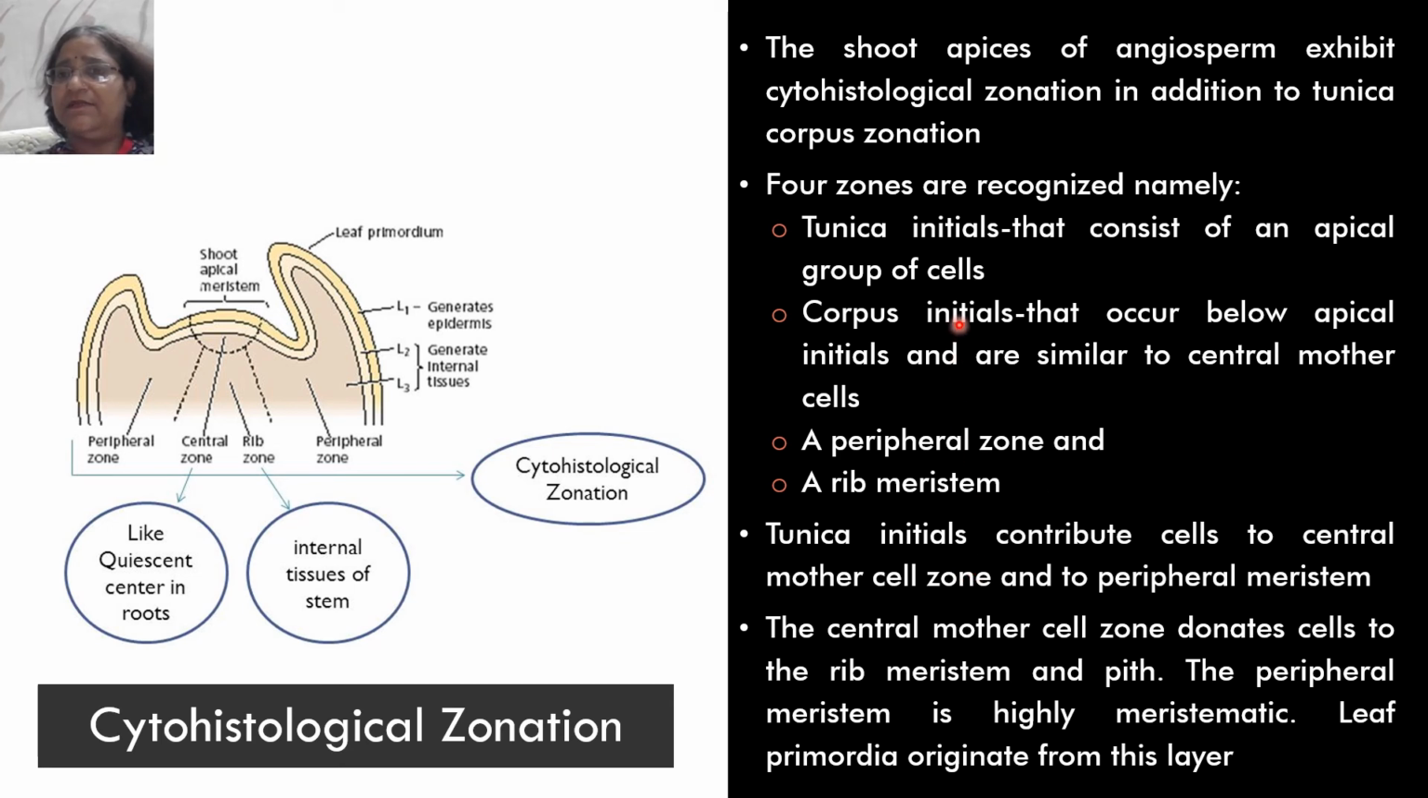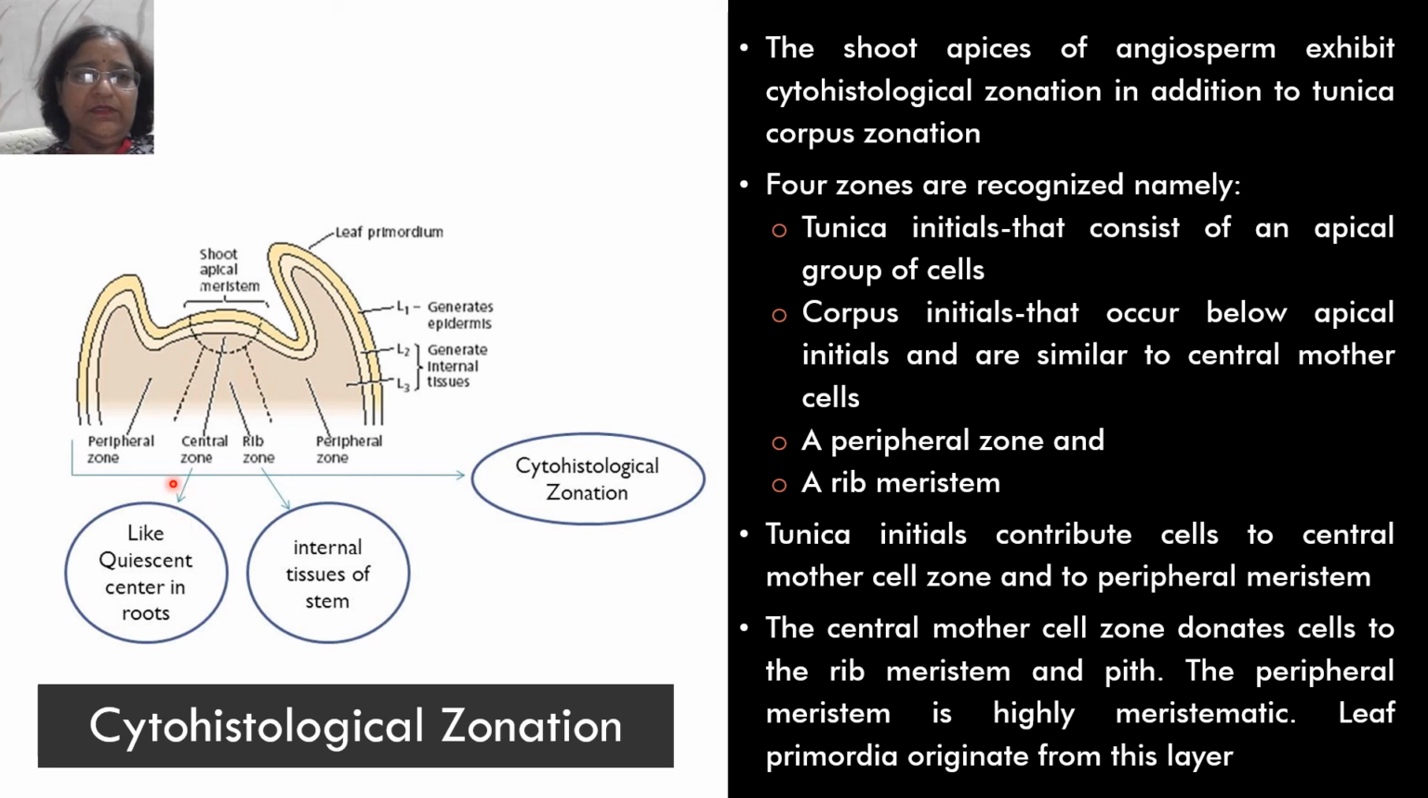The tunica initials, the uppermost, contribute cells to the central mother cell zone and to the peripheral meristem. The central mother cell zone then gives rise to the rib meristem and pith. The meristem is highly meristematic. Primordia originate from this layer.